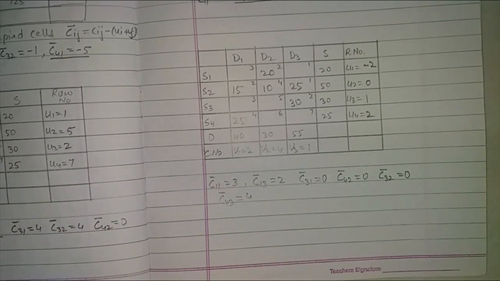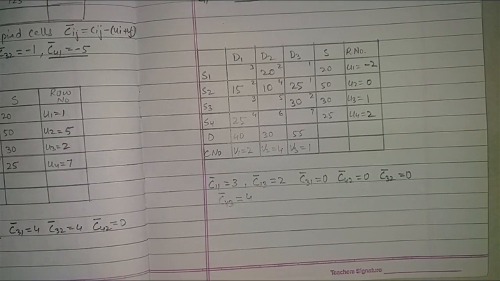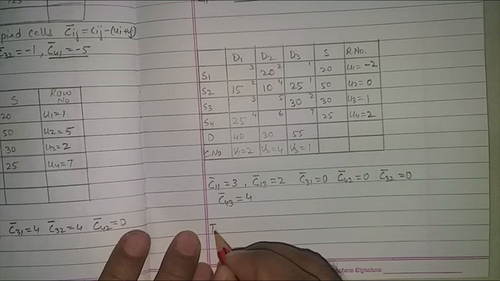As now we have got all positive values, we have arrived at the optimum solution. So this is my optimum solution. Let us calculate the total cost.